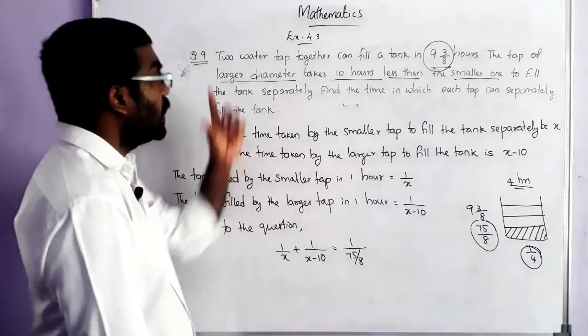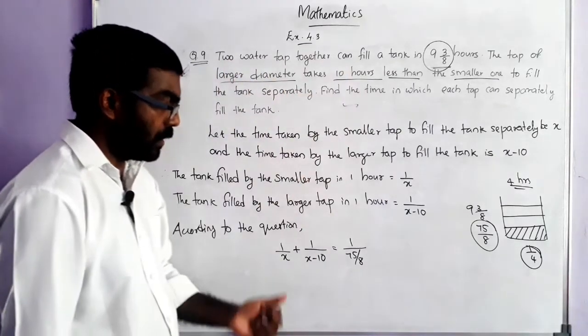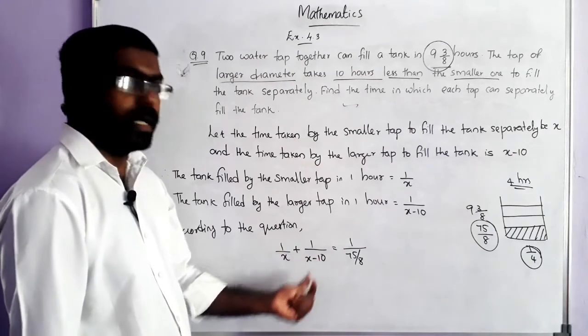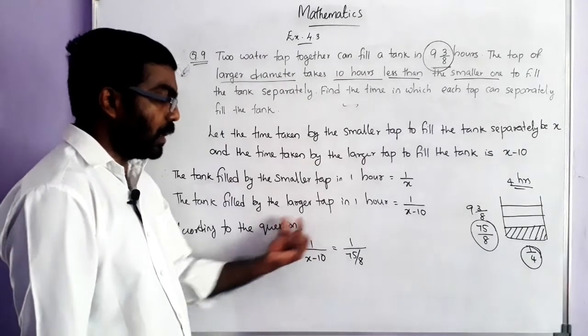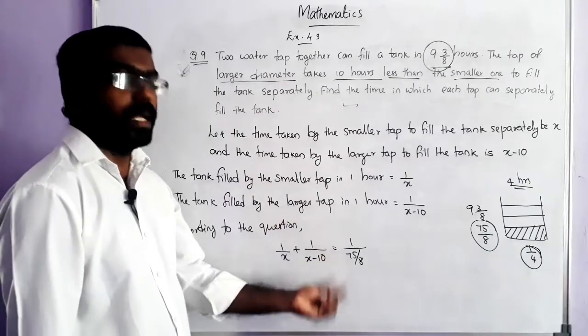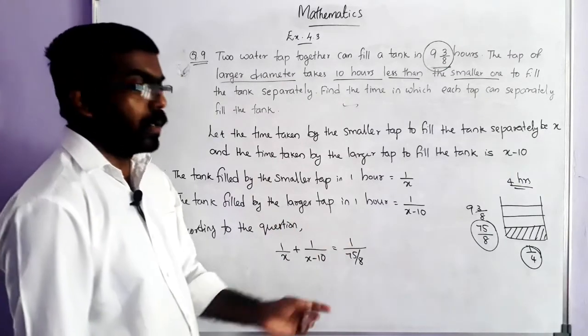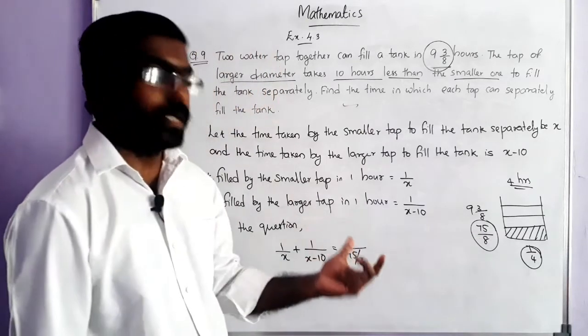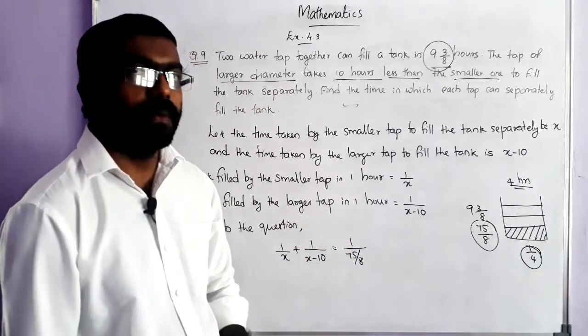Okay. If the two taps are opened together at a time, we add up 1 by x plus 1 by x minus 10. So in 1 hour, how much portion will be filled? That we write in the RHS part. Total time taken to fill the tank is 75 by 8. So one portion, that is 1 by 75 by 8.